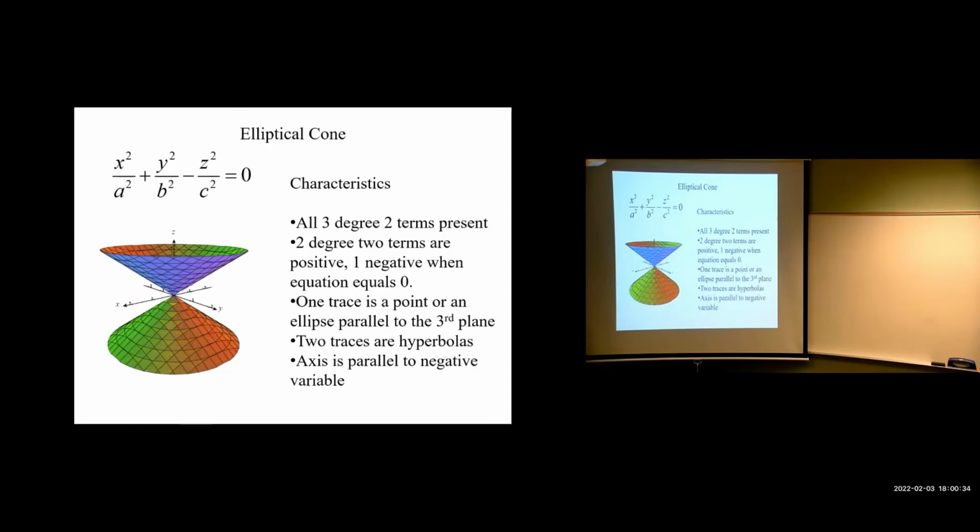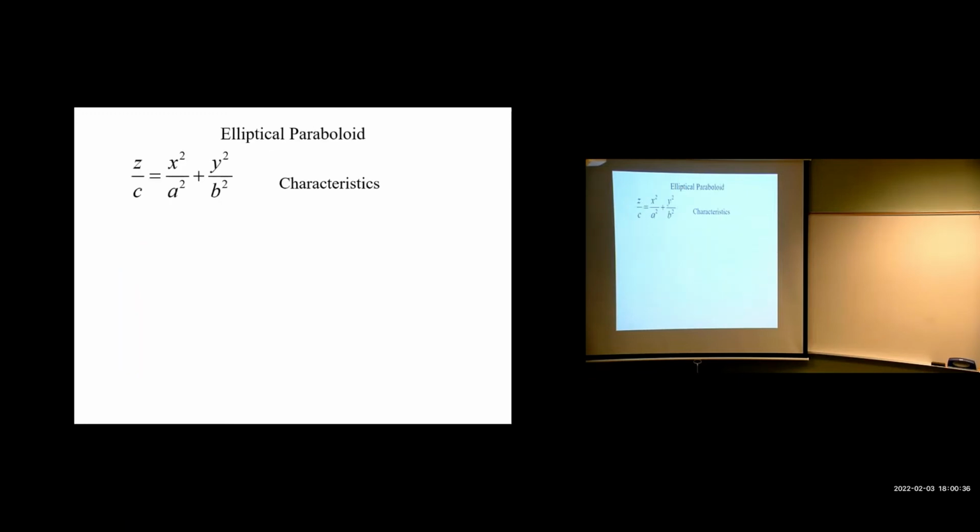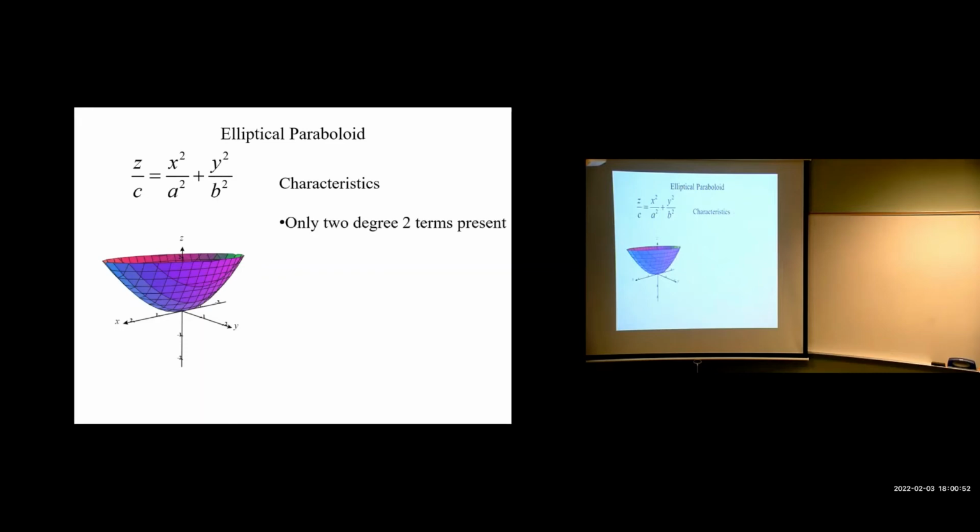All right. An elliptical paraboloid, notice Z is no longer squared. So what that creates is the paraboloid that we saw earlier, and it's elliptical if the A's and B's and C's are not in ratio with each other. So this is going to happen if you have 2 degree 2 terms and 1 non-degree 2 term.